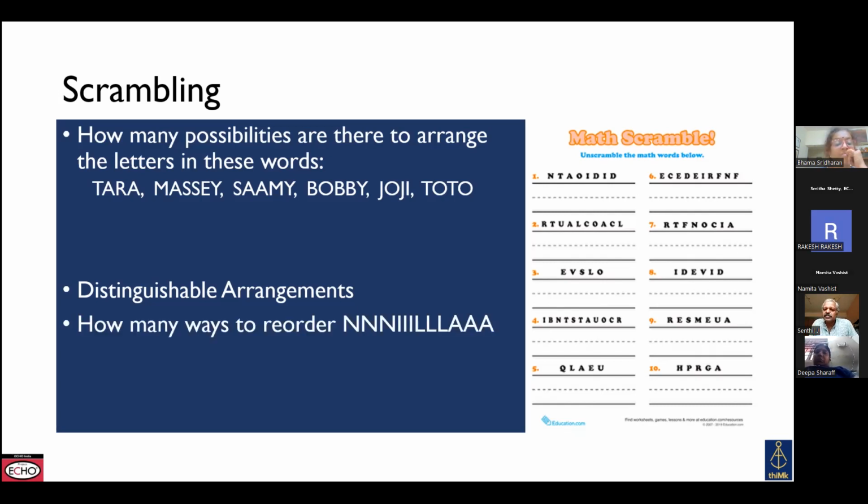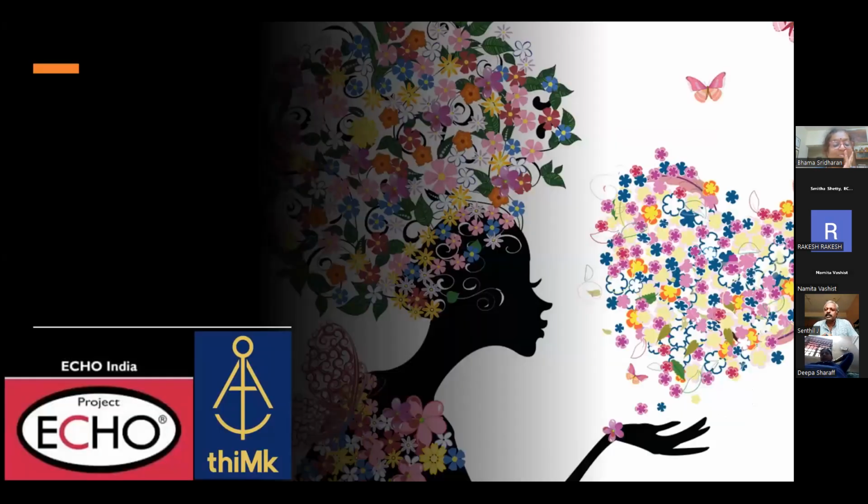Yeah, my daughter's name is Nila, and how many different ways can you reorder this name? That's just because there are 12 letters, it will be 12 factorial divided by 3 factorial times 3 factorial times 3 factorial, for the letters which are repeating 3 times. Yeah, this is a distinguishable arrangement.